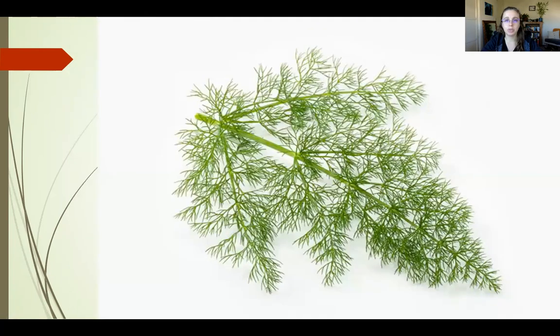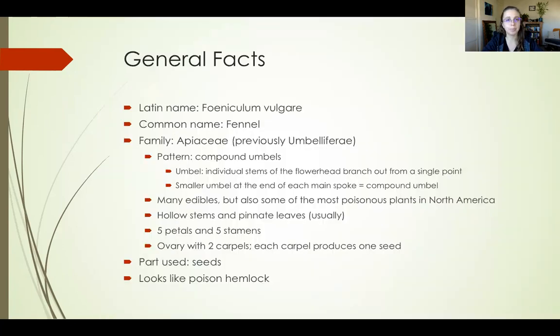And then this is just a photo of the leaves. You can see they have a very feathery pattern. And come on one of the herb walks and you could go ahead and see this in person.